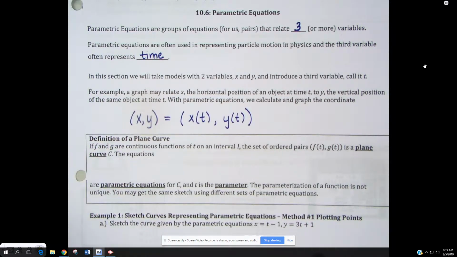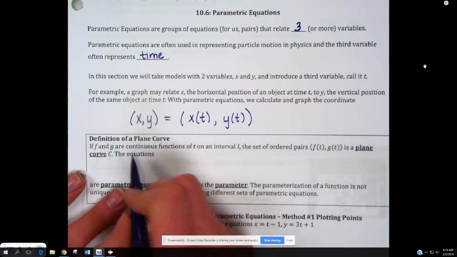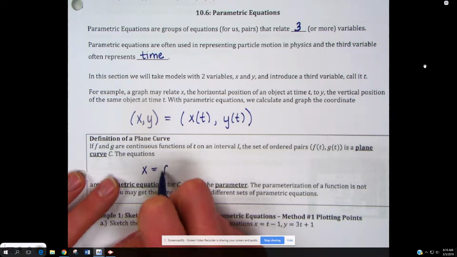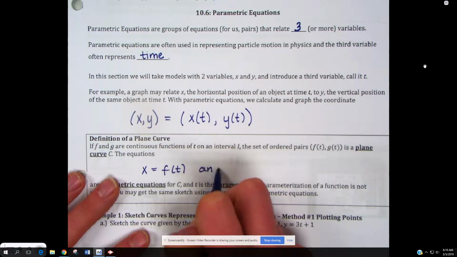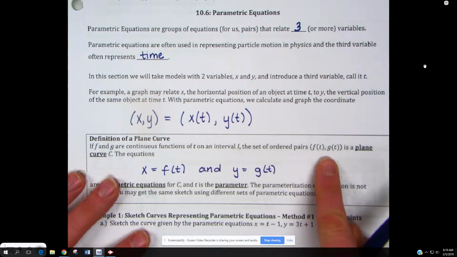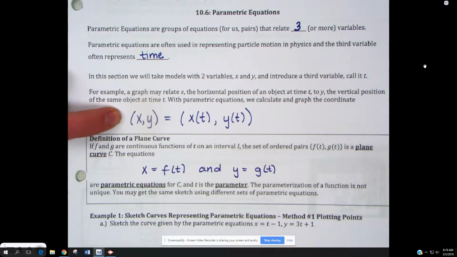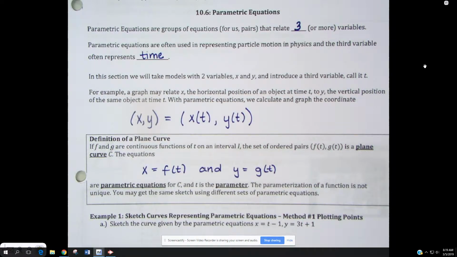Here we have our definition of a plane curve. If f and g are continuous functions of t on an interval I, then the set of ordered pairs f of t, g of t is called a plane curve C, and the equations would be x equals f of t and y equals g of t. That corresponds to that piece of the definition here, and essentially is just giving you this piece written in a different way. We call these parametric equations for some curve C, and t is called the parameter.